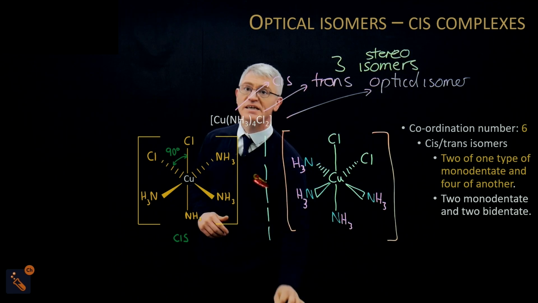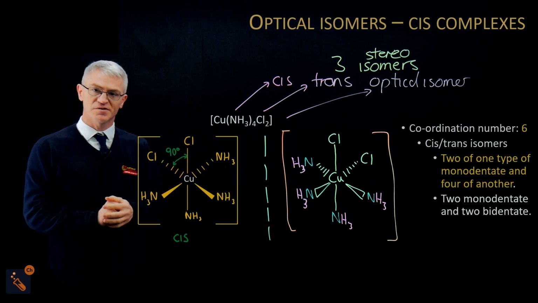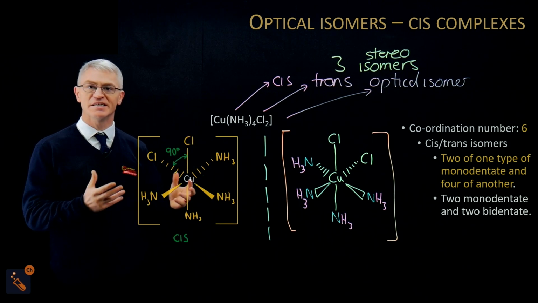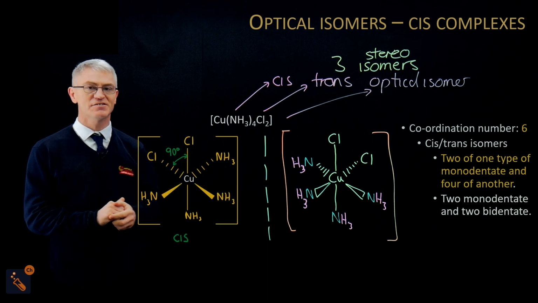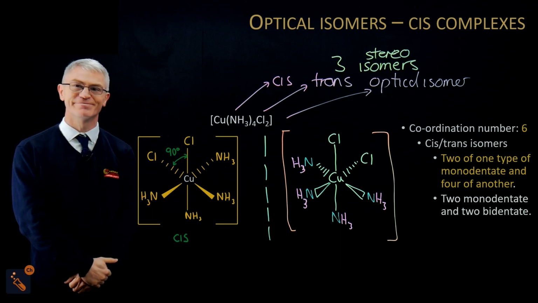And because it's 3 stereoisomers, this is often an MCQ question. So they'll put this in front of you, or the next example we're going to show, and they'll say, well, how many stereoisomers can you make? And the answer is 3, a cis, a trans, and an optical isomer.